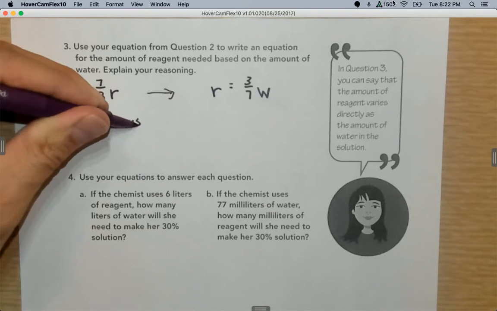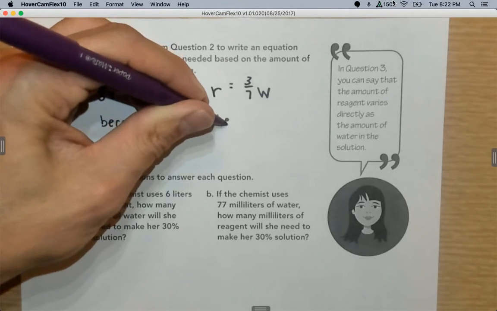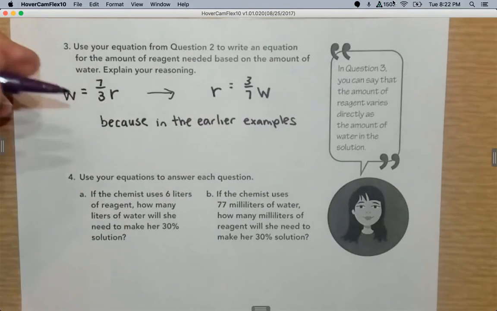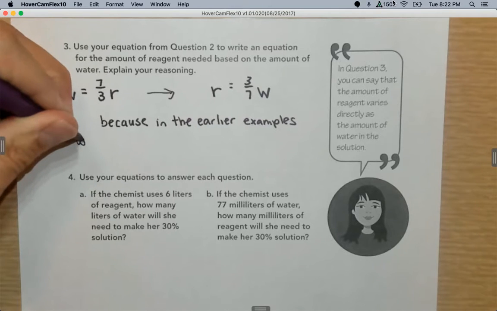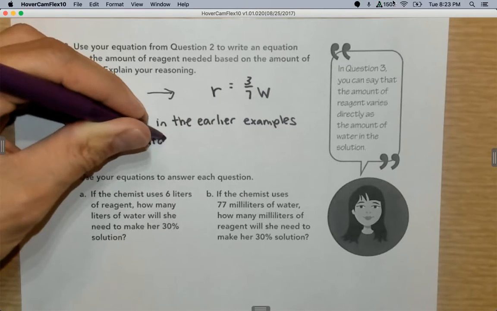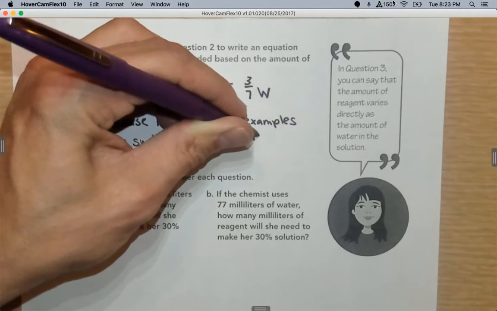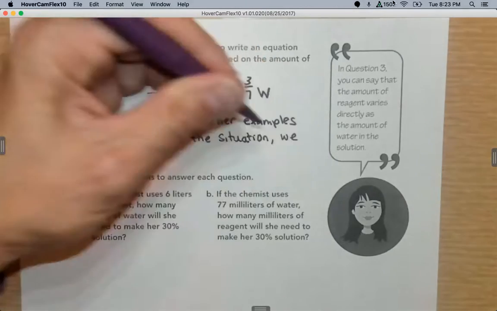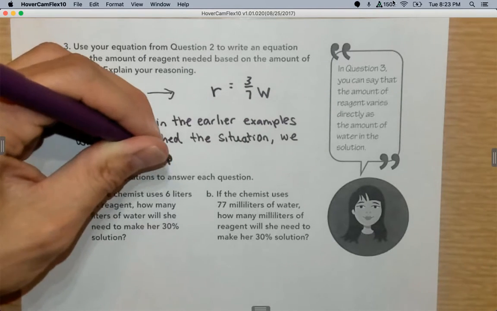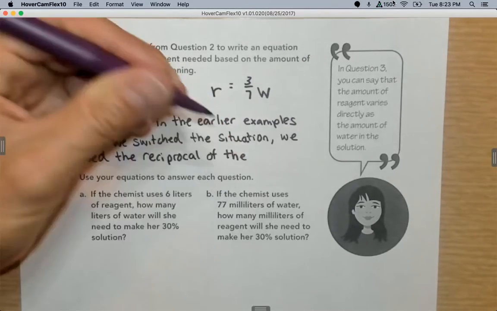Okay. And the reason why, and so this would go to this one, is because in all of the earlier examples, when we switched the situation, we used the reciprocal of the constant of proportionality.